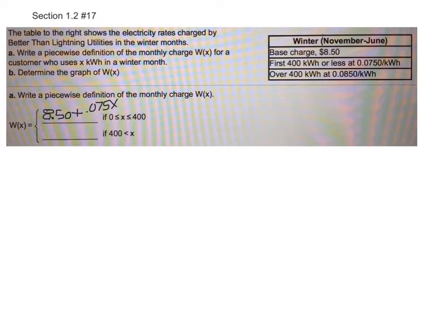Now, if you go over 400, I'll put that down here below, just so I have more room to write. If you go over 400, then you still have what you pay up to 400, because you still have that base charge. You paid this 0.075 for 400 of those kilowatt hours. So that's sort of like a new base charge. And then you are going to now pay 0.085 times the number of kilowatt hours that you use.